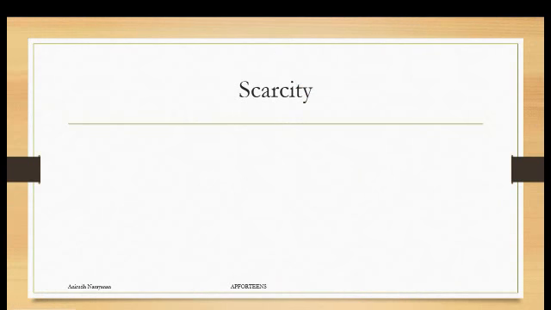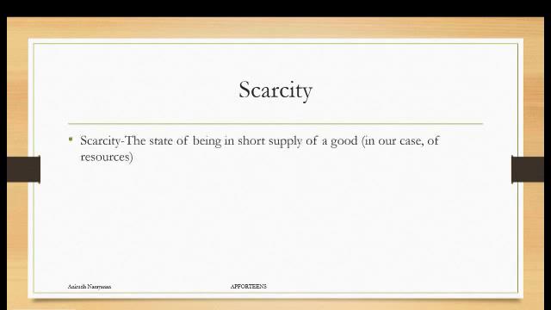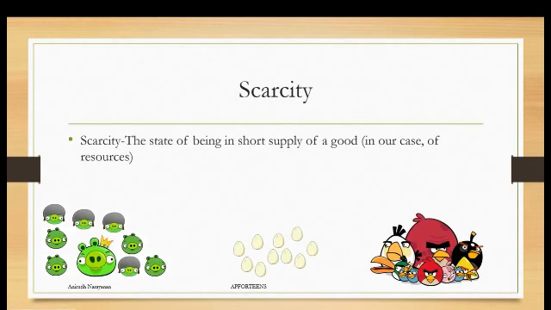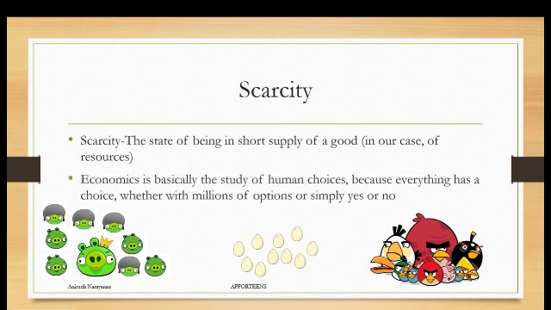Scarcity. What is scarcity? Scarcity is the state of being in short supply of a good, in our case, of resources. For example, there's a short supply of eggs right now. Birds want them to keep, pigs want them to have a nice meal. There's a scarcity of that good. Economics is basically the study of human choices. It all boils down to that. Because everything has a choice, whether with millions and millions of options or simply the option of saying yes or no.